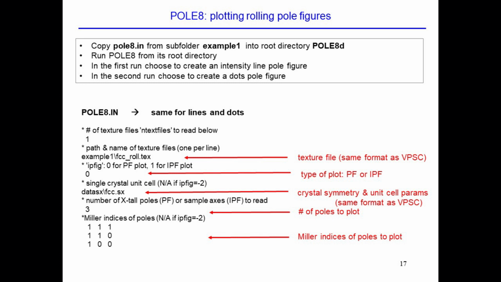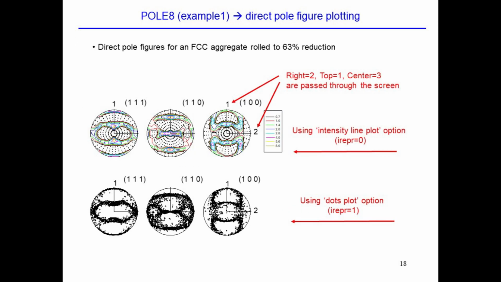Then you say, okay, how many poles do you want to plot? 3 in this case. And what are the Miller indices of those plots? 100, 101. Okay, so this is what the polate.in file looks like. Eventually, I would like you to play a bit with these things and see what you get. Change some of these parameters and see what you get. And then what you should get for that particular case is a plot like this.